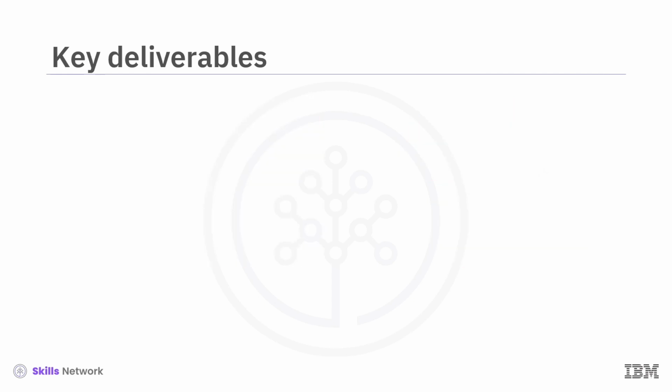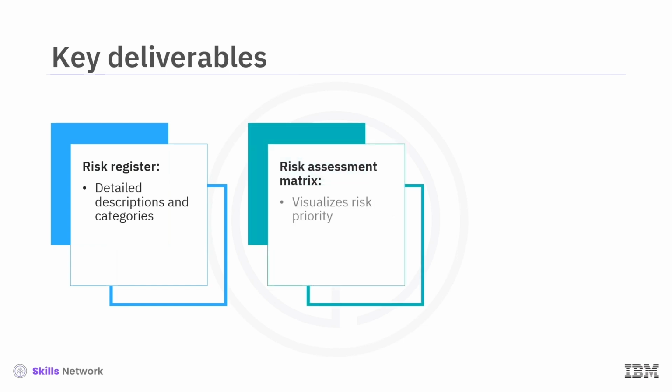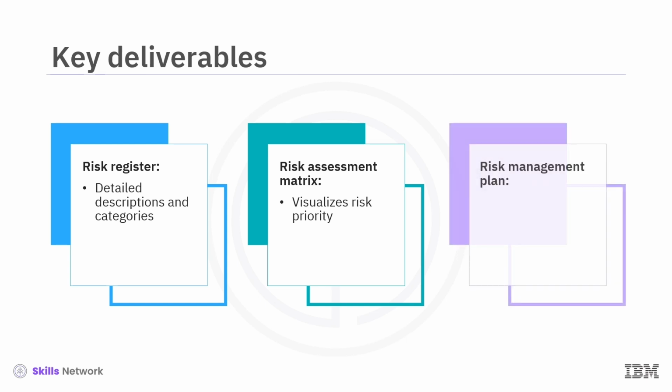By the end of the risk management process, you will have 3 key deliverables that form the foundation of an effective plan. A risk register that provides detailed descriptions and categories for each identified risk. A risk assessment matrix that visually prioritizes risks based on their likelihood and impact. A comprehensive risk management plan that documents mitigation strategies and assigns responsibilities to manage risks proactively. These deliverables ensure your project is prepared to handle challenges and maintain alignment with stakeholders.